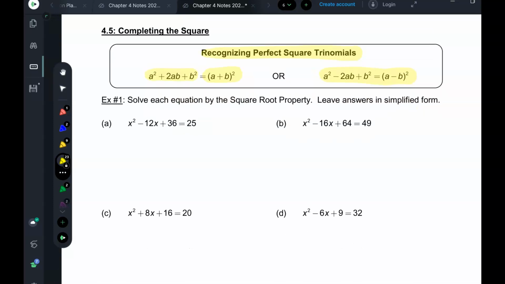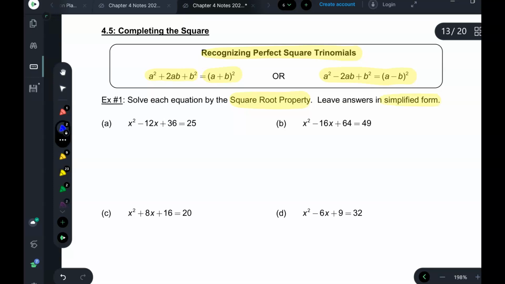All right, let's take a look. These are all written already in perfect square trinomial form. Shouldn't it be subtracted to the other side? Well, we're going to solve this differently. We're going to solve it by the square root property, and we're going to leave it in simplified form. No, we're not going to do this by factoring. We're going to do this by completing the square.